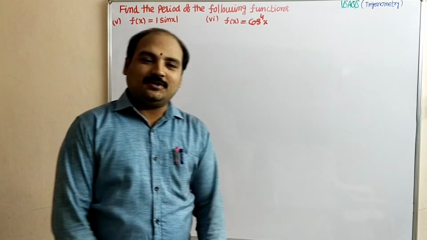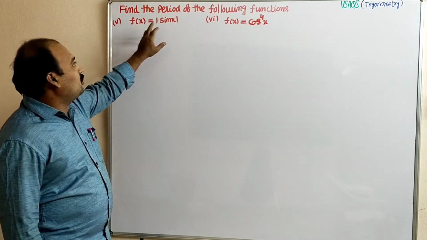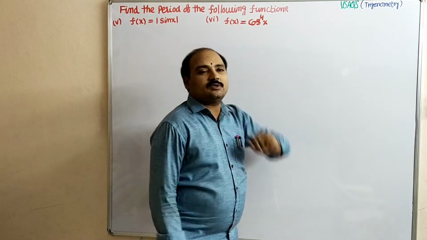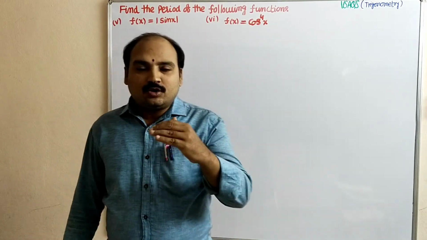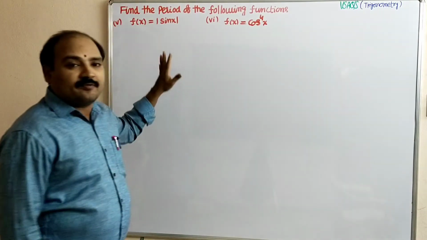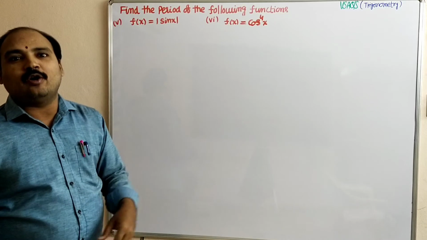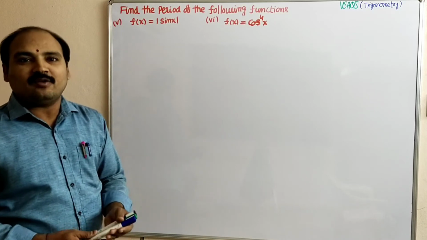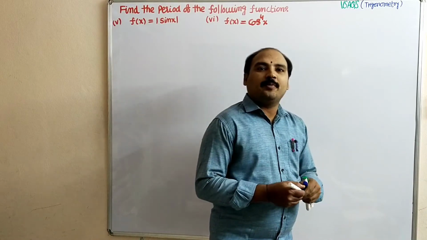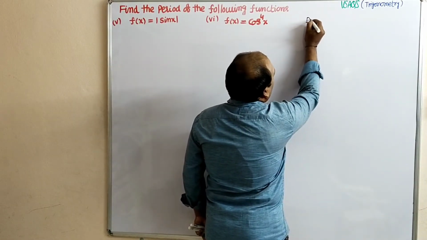The next question: find the period of the functions f of x equal to mod sin x and f of x equal to cos power 4x. To find the period of this type of function, we have to follow the definition of a periodic function and the period of the function. Let us discuss the definition of the periodicity of the function.